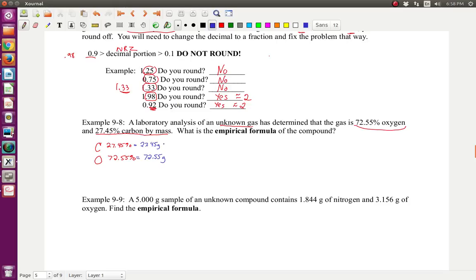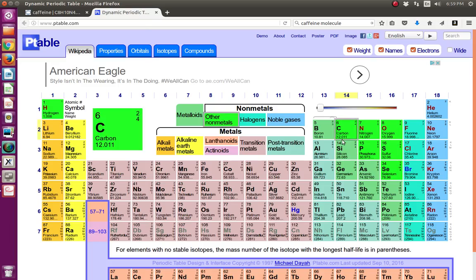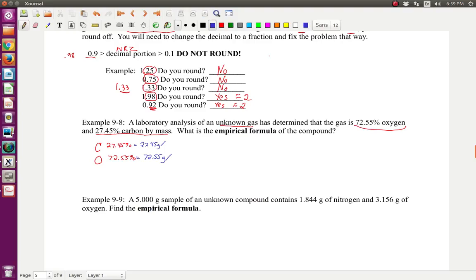So I need to divide carbon by its molar mass, and I need to divide oxygen by its molar mass. If you look at your periodic chart, there's carbon, 12.01. Remember, I want 2 decimal places. And oxygen is 15.999. We round to 16.00. So this becomes 12.01 for carbon and 16.00 for oxygen.